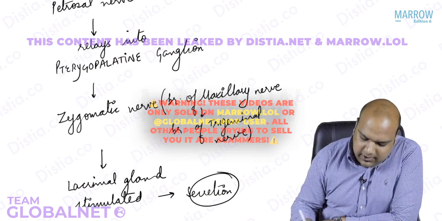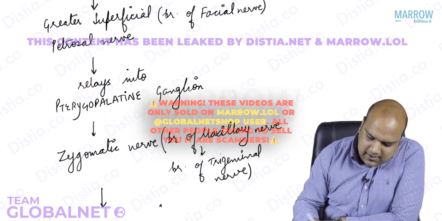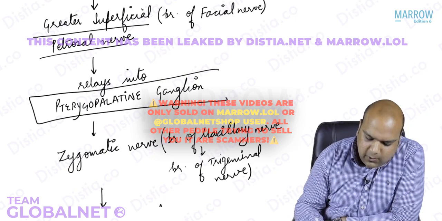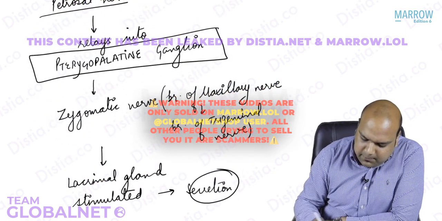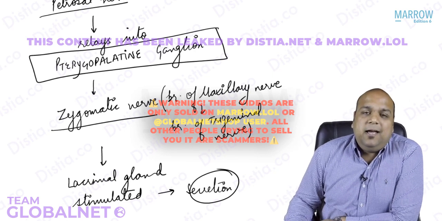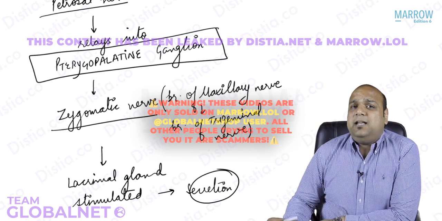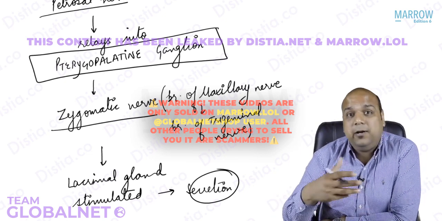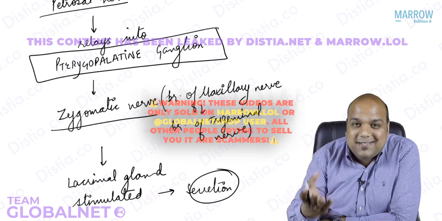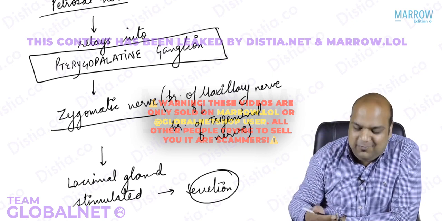So preganglionic nerve, everybody, please remember, is the greater superficial petrosal nerve. Then the name of the ganglion is pterygopalatine ganglion, and then the postganglionic nerve is zygomatic nerve. Okay, everybody, and that's how we secrete it. Once the tears have been secreted, now there needs to be drainage. If there is no drainage, everybody, there will be over secretion, over watering, everybody.